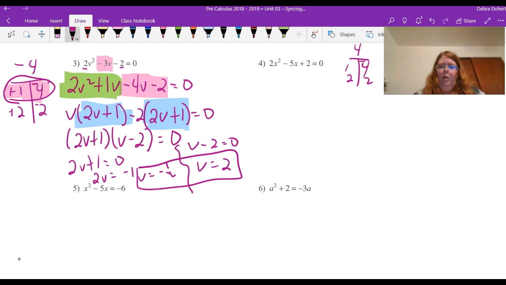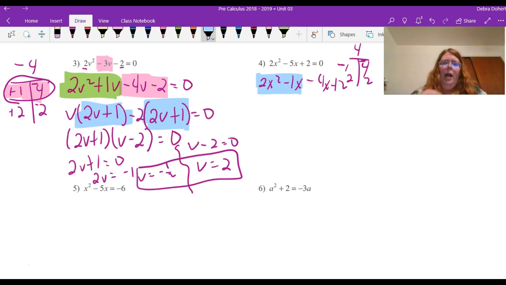Sign is negative. Well, for that to be a positive 2, that would also have to be a negative. Also, the only way to get a negative 5 is if both of them are negative, because I can't get any more factors out of 4. So we're going to rewrite this as 2x squared, subtract 1x, subtract 4x, plus 2. And again, it's going to take 2 factors.